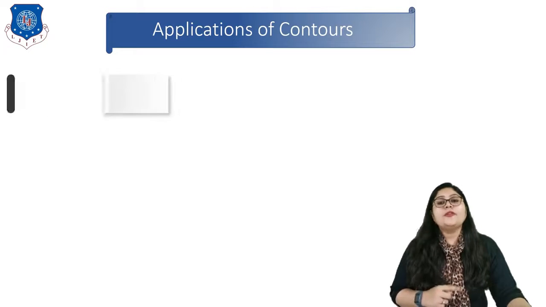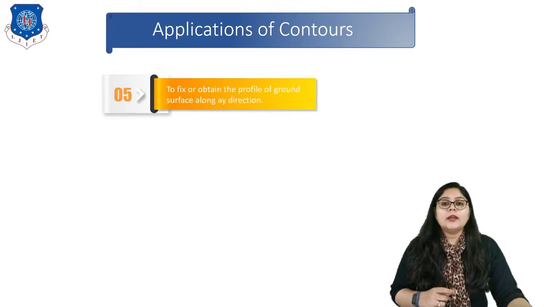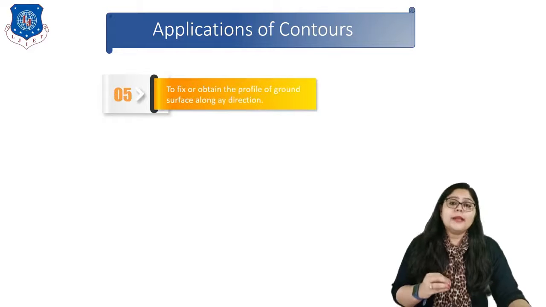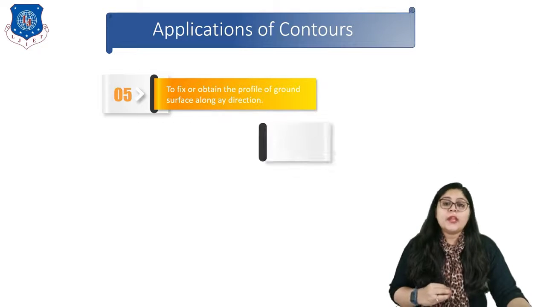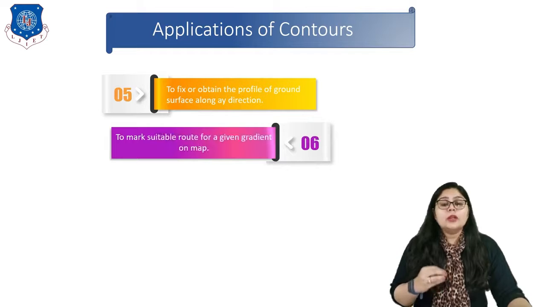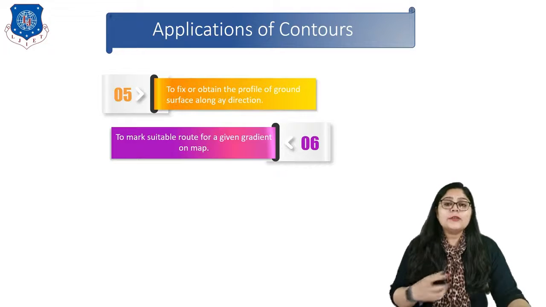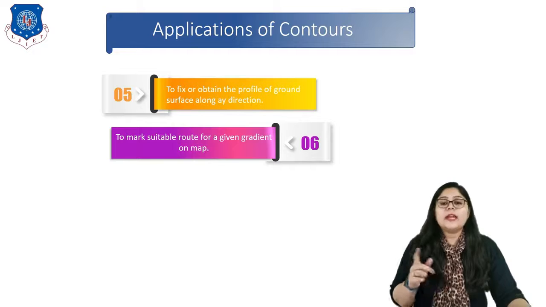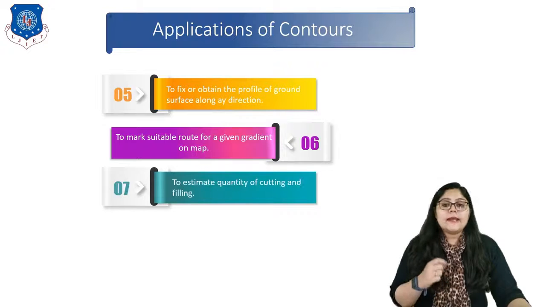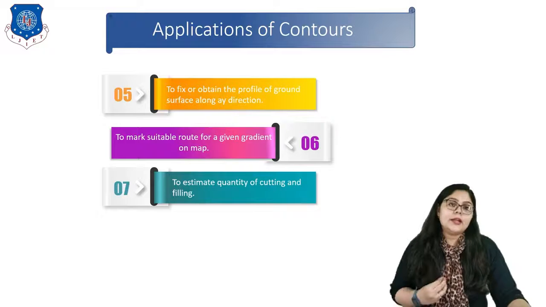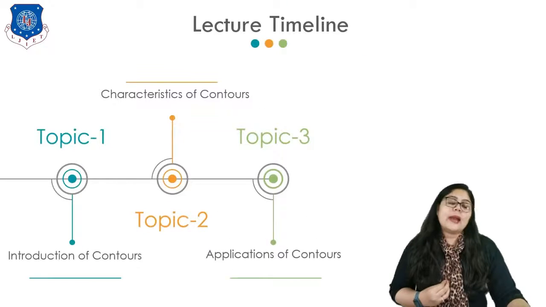Now let's understand the fifth application, which says that we can fix or obtain the profile of the ground surface along any direction, right? So that is again an application of contours. The sixth one is to mark a suitable route for a given gradient on a map. It means we can identify or provide the slope according to the level difference, right? Seventh, we can estimate the quantity of cutting and filling, which again deals with height difference. So this is all about the application of contours.